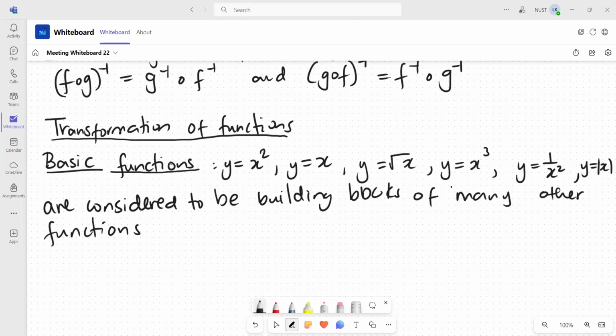We can create graphs of many functions by shifting these horizontally, vertically, stretching or shrinking them, as well as reflecting them along the axis. These are like our starting points, and then we shift them either up or down, left or right. We rotate them about the x or the y axis, or we shrink them or stretch them, and from there we come up with new functions. Okay, now the way this works, this is done.